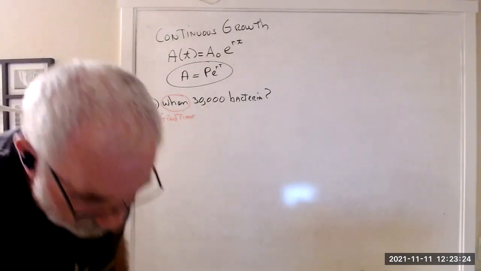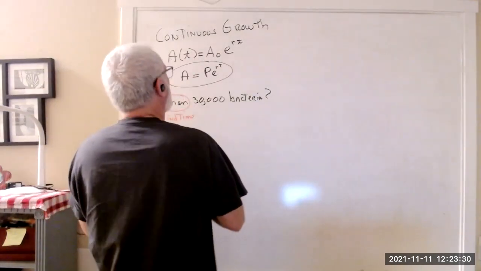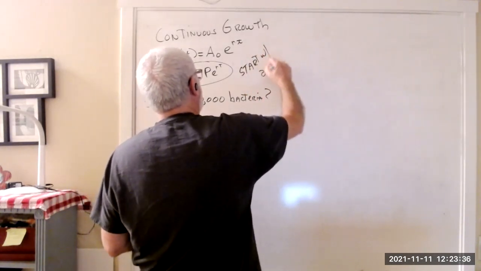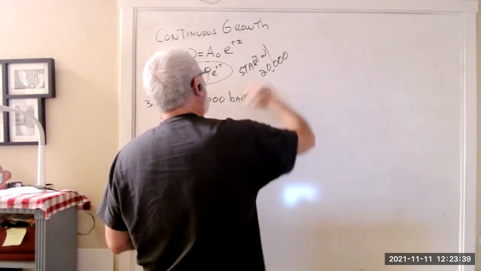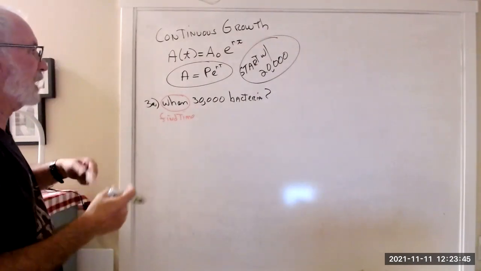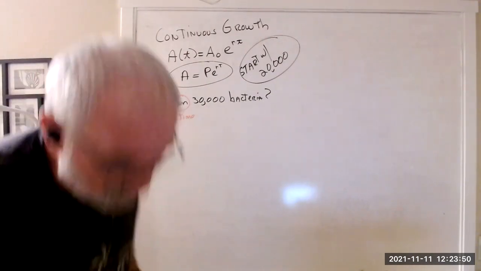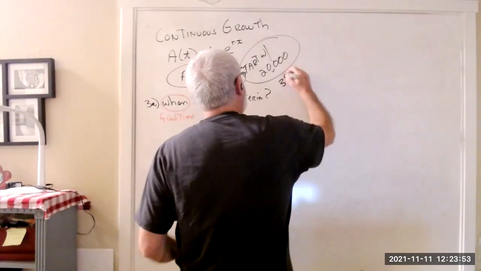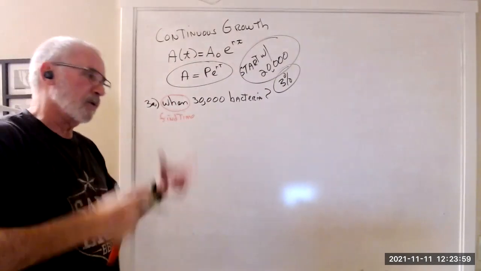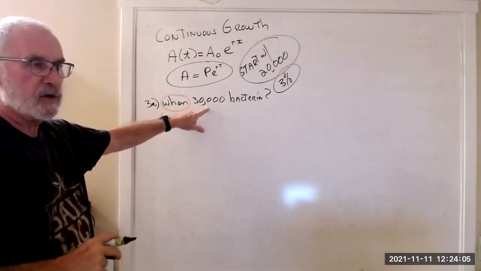And oh, by the way, I forgot to read the problem. It says we start with 20,000 bacteria. Okay, that was in the word problem. If you have the piece of paper, it said that. It says a colony of bacteria starts with 20,000. Its growth rate is 3%. It grows at 3% growth, okay? So eventually, if those little boogers keep growing and doing whatever they're doing, someday we'll have 30,000 bacteria.